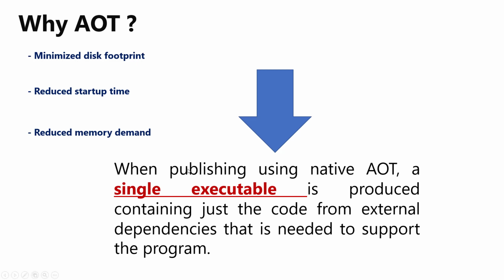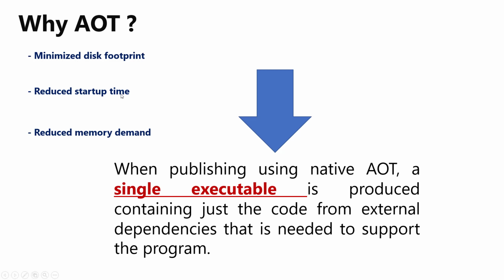And then they said when publishing using native AOT, a single executable is produced. Okay, I'm trying to emphasize this because later on I want to show you something and say, what is this? Why did they say single executable? How? So when they said single, we need to know where to look. So keep it in your mind for a couple of minutes later.